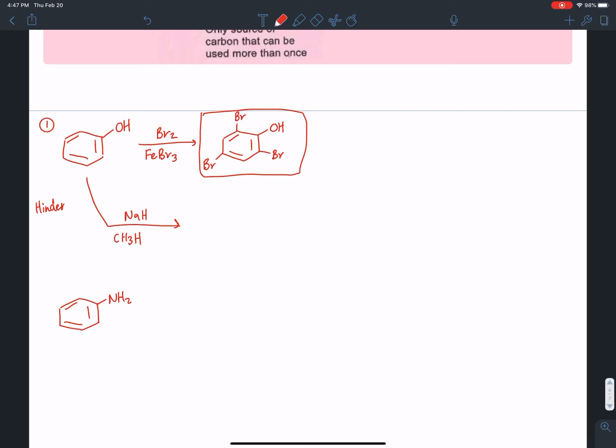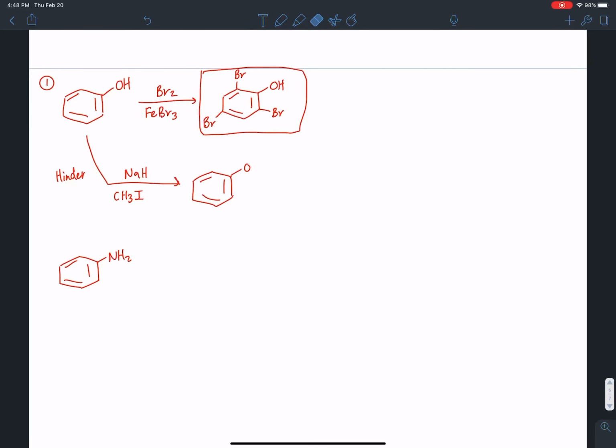So we have done this before. And this pretty much just looks like this. NaH is just an H minus that's going to take this H, thereby forming O minus. When you form O minus, the O minus is going to attack the CH3 and then the I leaves, which is SN2. So my product will be something like this. This is how you hinder the OH.